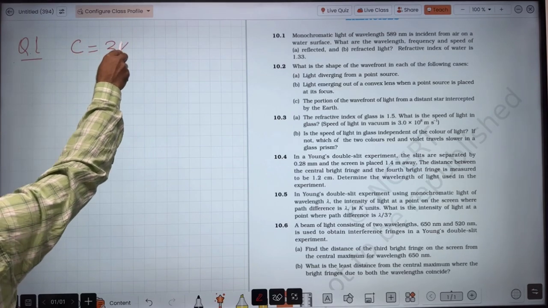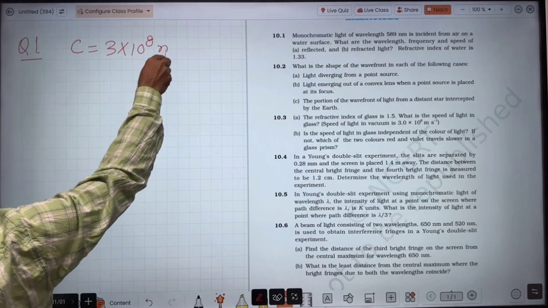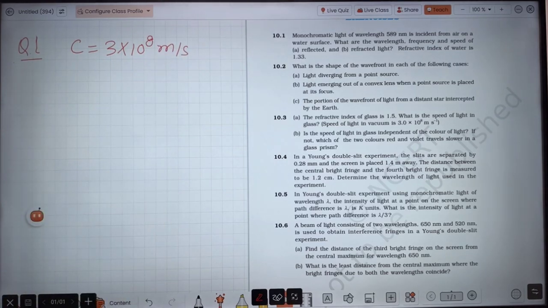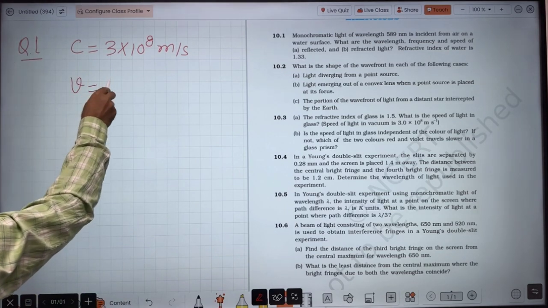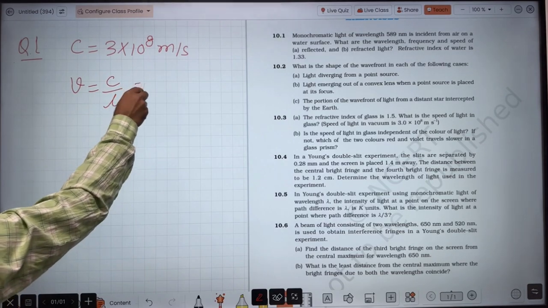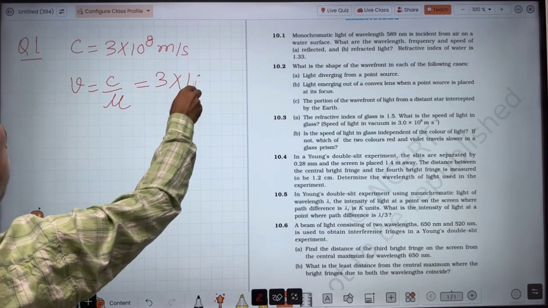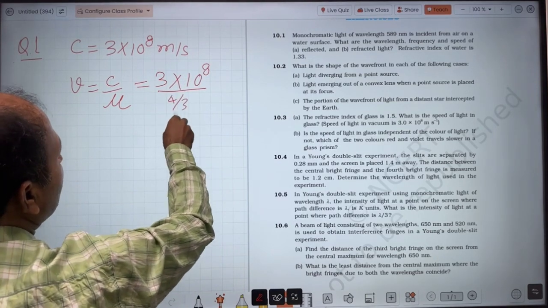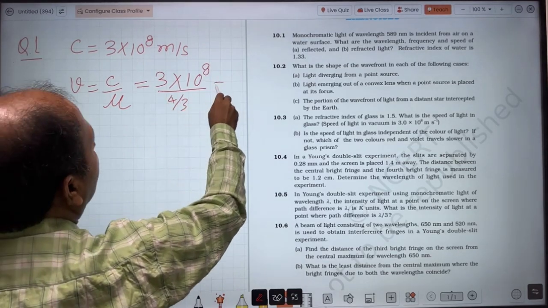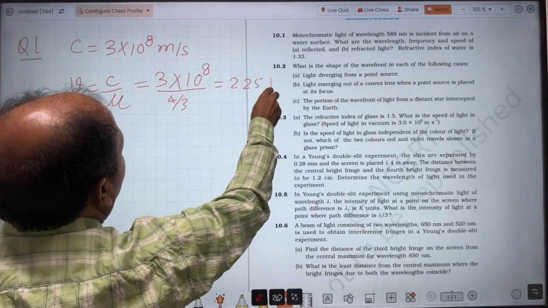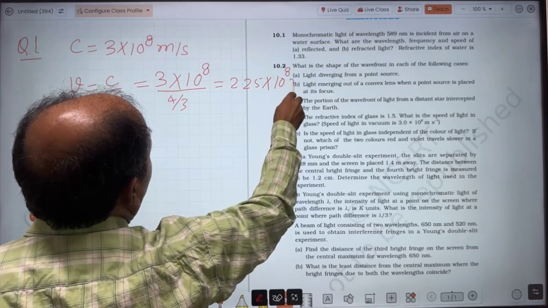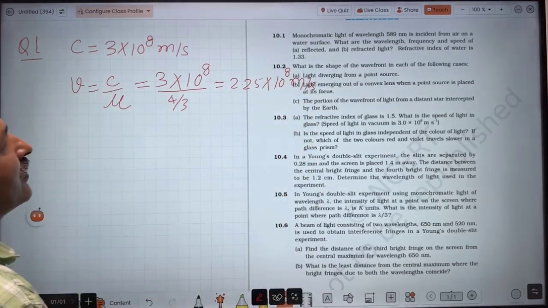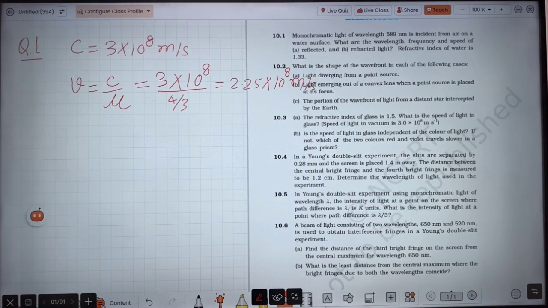C is 3 into 10 to the power 8 meter per second. When light enters from one medium to another whose refractive index is mu, in that case, speed becomes c upon mu. C is 3 into 10 to the power 8 divided by mu, which is given as 4 by 3. 4 by 3 means 1.33. So 9 by 4, that will become 2.25 multiplied by 10 to the power 8 meter per second. Correct? So we have got the speed.